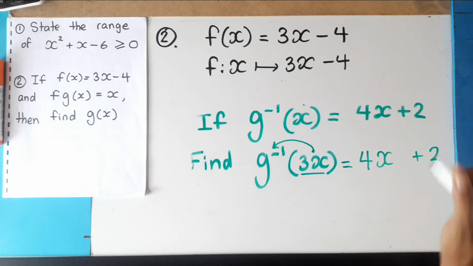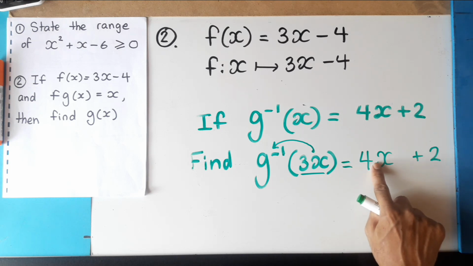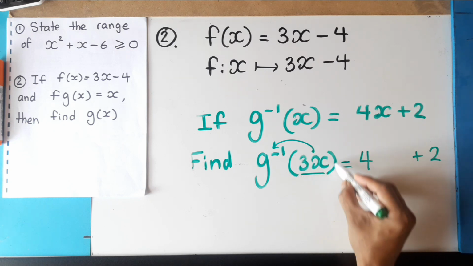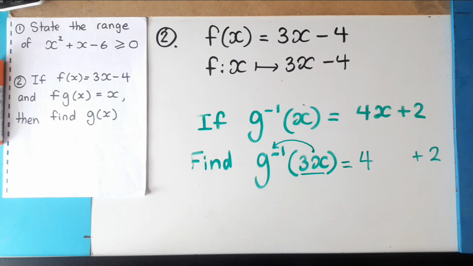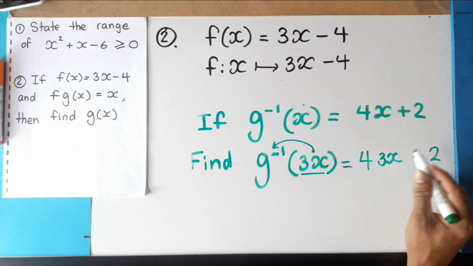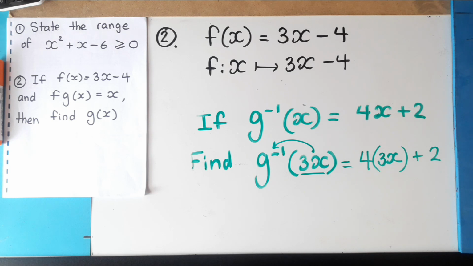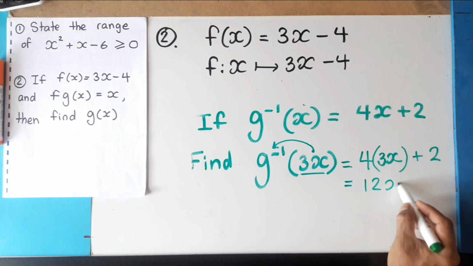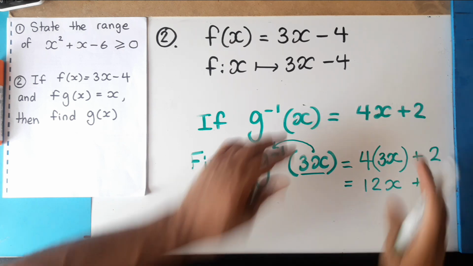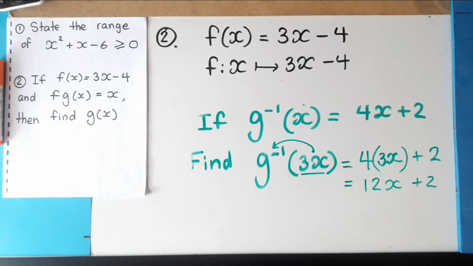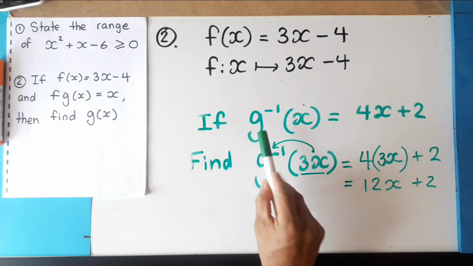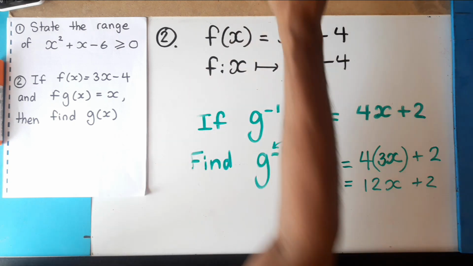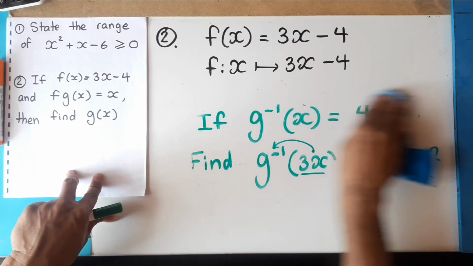4x plus 2. Remember, they want us to go here. Wherever we see an x, erase it or throw it away and replace it with whatever you have in the brackets. So we have 3x. But whenever you're replacing something in maths, please put it in brackets. So 4 by 3x is 12x, and we have a plus 2. So this is the answer for this particular question. But it was only easy because the examiner gave you g inverse in the first place. So let's try the official question here now.